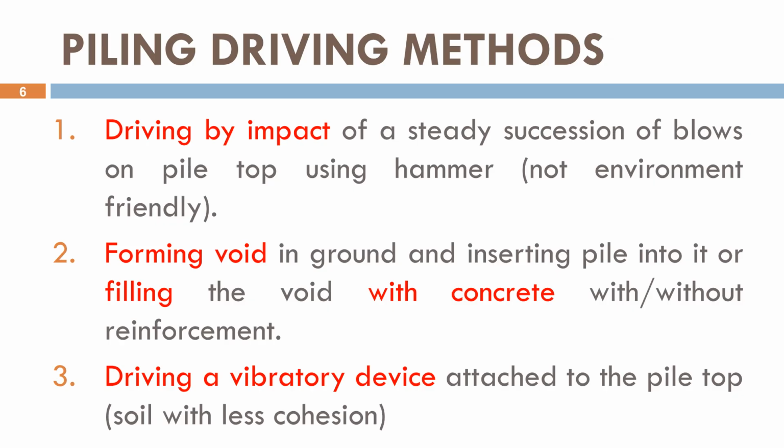Now let us discuss the common methods used for installing piles. The first method is impact driving, where repeated hammer blows drive the pile into the ground. The second method involves forming a borehole, inserting reinforcement, and filling it with concrete. This is known as cast in situ piling. The third method is vibratory driving, where vibrations reduce soil resistance and allow the pile to penetrate easily. This method is effective in non-cohesive soils. The final method is jacking, where piles are pressed into the ground using hydraulic jacks. This technique is especially useful near existing buildings because it produces very little noise and vibration.